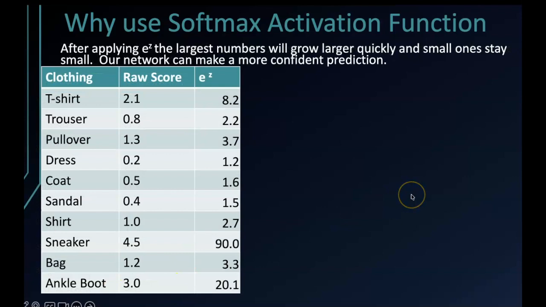So what the softmax activation function is going to do, we're going to take e, roughly 2.7, to the power of whatever that raw score was. And what this does is the large numbers grow large more quickly, and the small ones stay pretty small. So we can see our large number sneakers jumped all the way up to 90, and then the smaller ones like 0.2 is still pretty small compared to the 90.